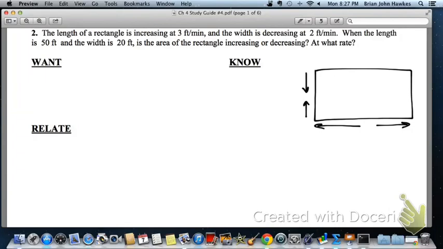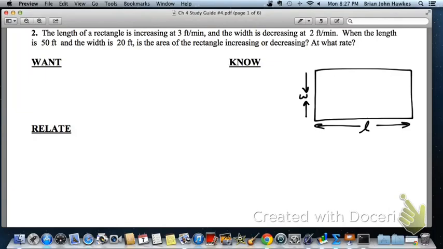Okay, so it's kind of a weird problem, and when this would ever happen, I don't know. I don't really care, but it's a good way to practice your related rate problems. So let's see here, length. Let's let this be the length, and let's let this be the width.